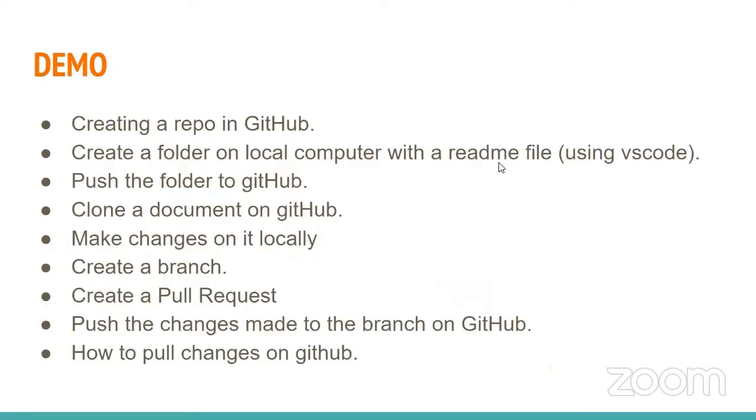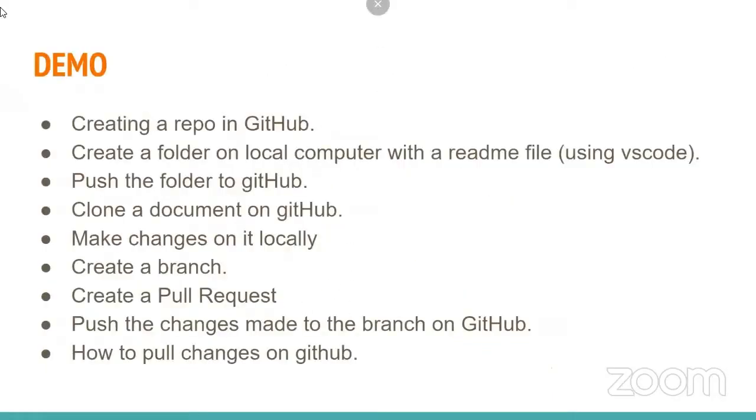user.email. Now, our demo will be creating a repo in GitHub. Then we create a folder on our local computer with a README file, using the command line of VS Code, whichever works for us. Then we push this folder we created to GitHub. We're also going to talk about how to clone a GitHub repo, make changes locally, create a branch, create a pull request, push the changes, merge the branch on GitHub, and then how to put changes on GitHub. These are things we'll talk about as we go on.